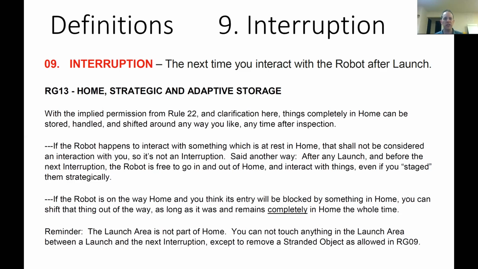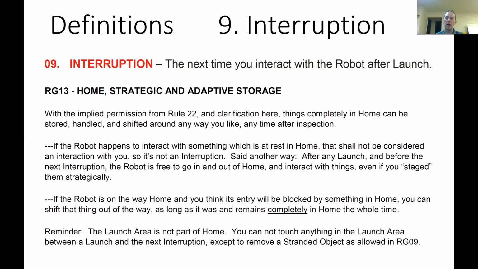Things that are completely in home can be stored, handled, and shifted around any way you like, anytime after inspection. So the robot can be out on the table driving around, and you can move stuff around within home. You're not allowed to take it out of home. I don't think you can technically move it out of home toward you over the boundary, over the wall, but you could lift it up really high, move it over, and set it down.